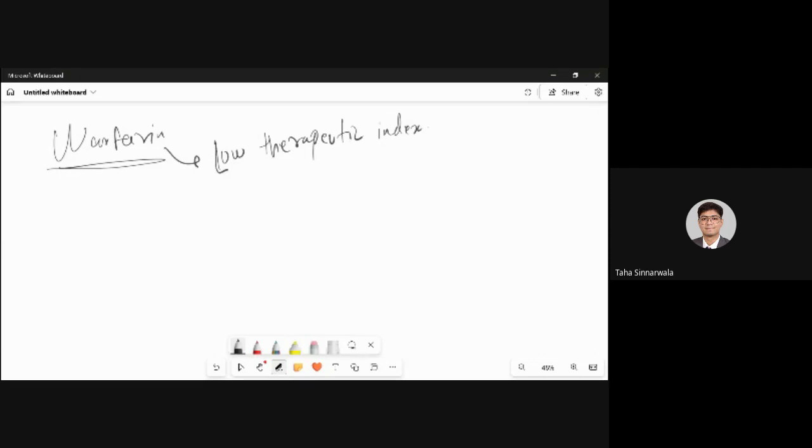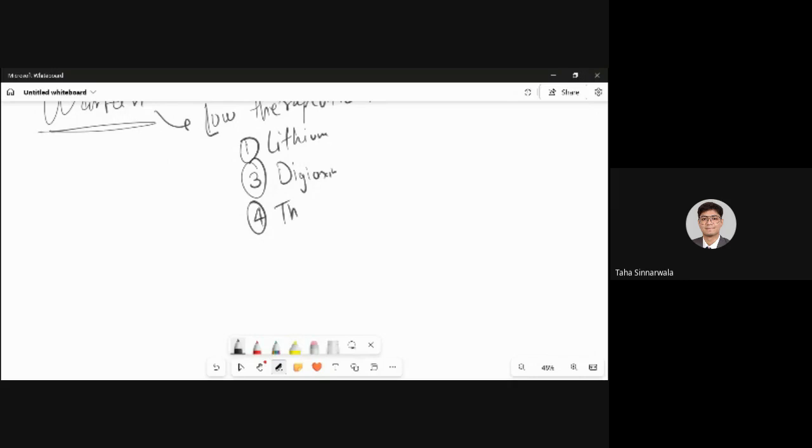Now, there are three medications that you need to remember which have a low therapeutic index. These are lithium, obviously. There's one more, digoxin. And actually, there's one more, sorry, which is theophylline. We don't use it anymore, but sometimes you'll come across this. So these are the three medications. They have a relatively low therapeutic index, so much higher risk for developing consequences and symptoms.